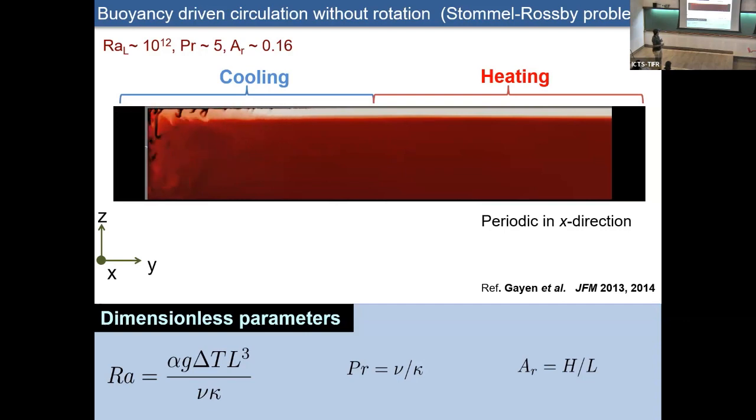Oh, good, this movie is running. You see here small scales, and they're migrating. This is a scenario you can think about in the atmosphere, the Hadley cell.